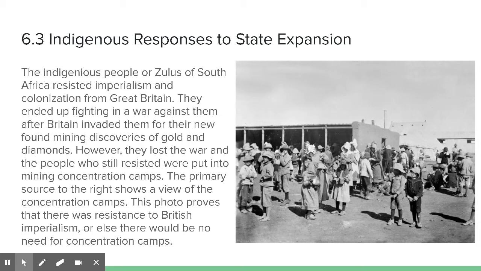Their big mining industry, such as diamonds and gold, was the main keepsake of their country, and when they lost the war, they ended up being put into concentration camps for rebellion by the British, and these concentration camps ended up becoming mining camps in the end. The photo displays one of these mining camps and shows all of the residents, or Zulus, of the country. And it proves that there were rebellions by the indigenous people, because why else would there be concentration camps if not to punish the rebellious spirit of the people?